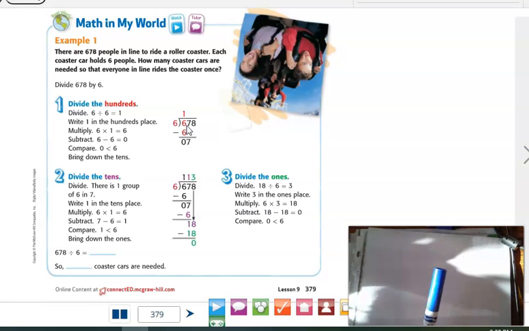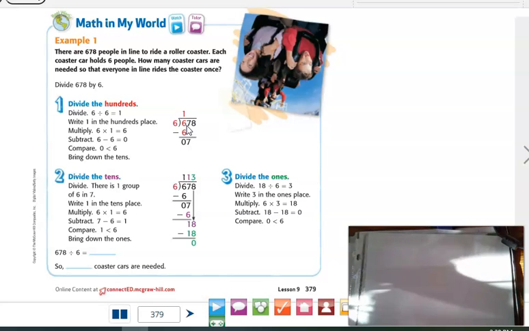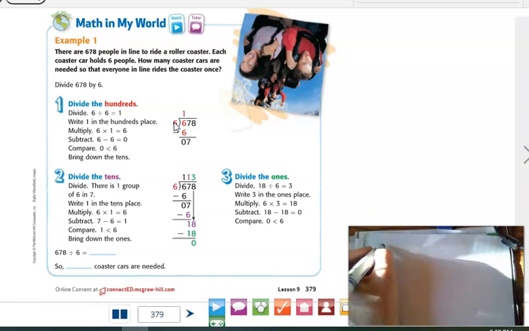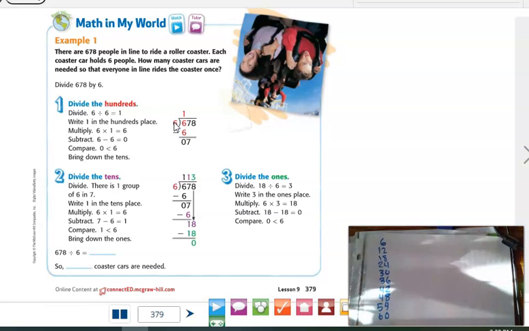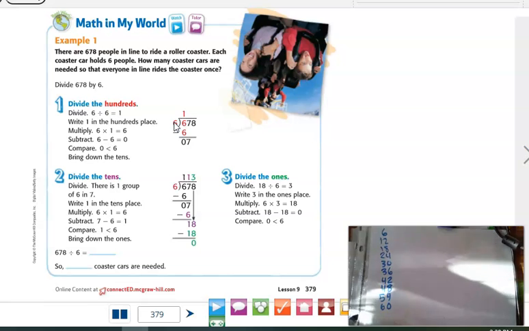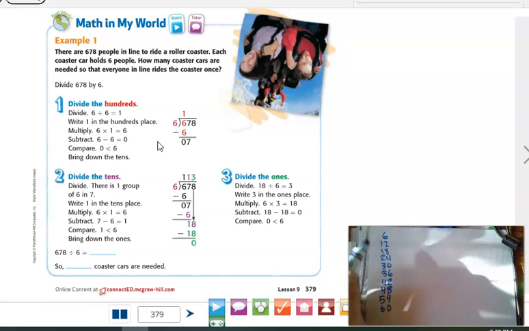The first thing I always recommend when you're doing division problems is to take the divisor and write out the multiples. So I'm going to write 6, 12, 18, 24, 30, 36, 42, 48, 54, 60, and I can stop when I get to 10. That's my first step when I'm dividing. It gives me something to look at to find my multiples.